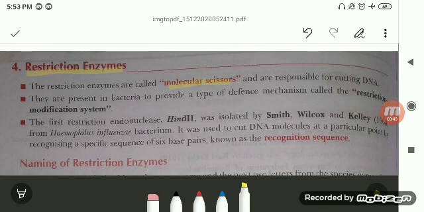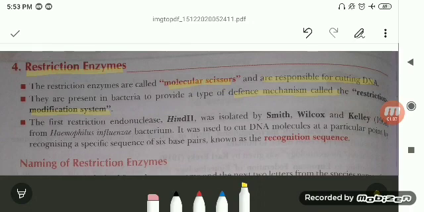So which enzymes are responsible for cutting the DNA? They are present in bacteria, in different strains, to provide a type of defense mechanism called the restriction modification system.